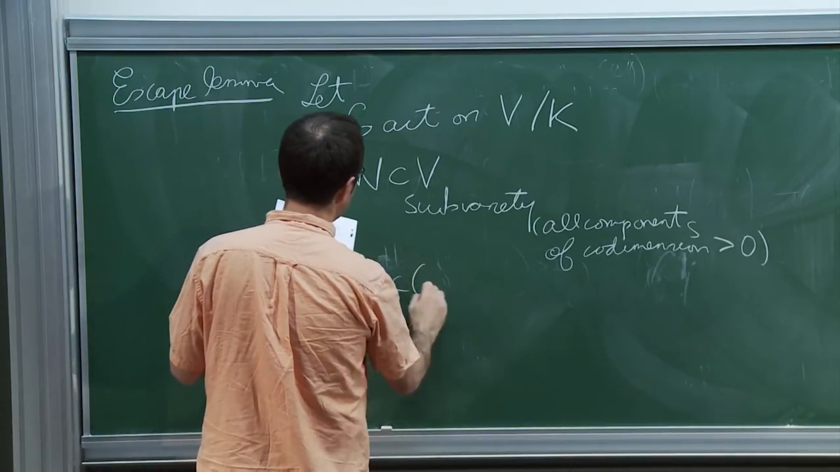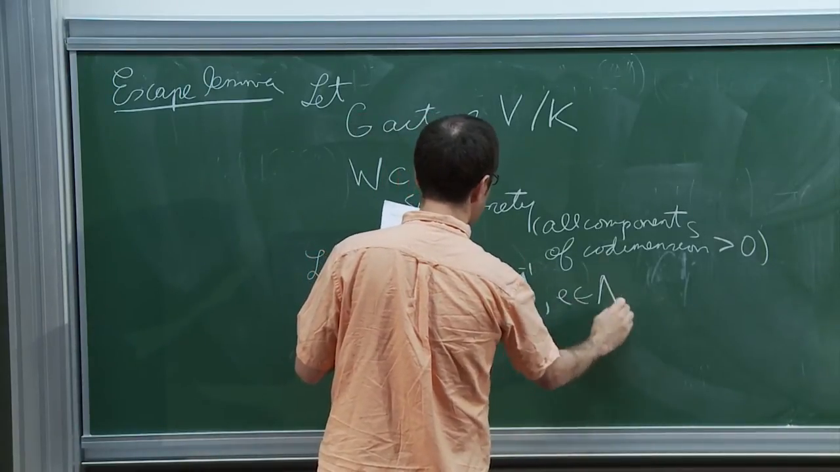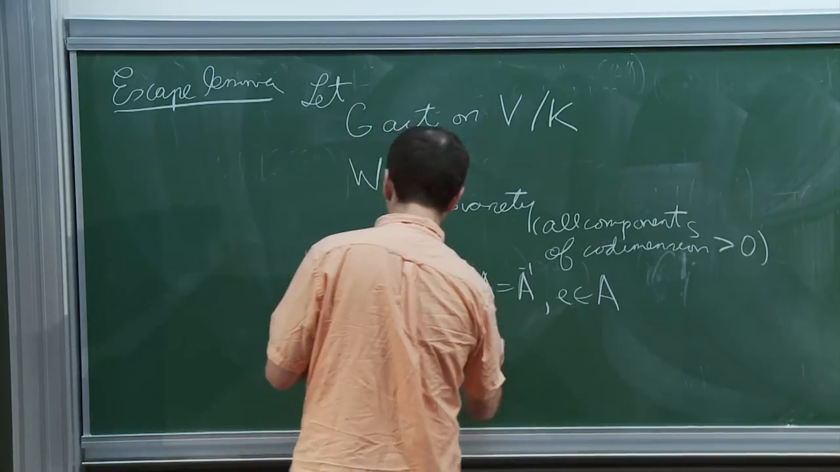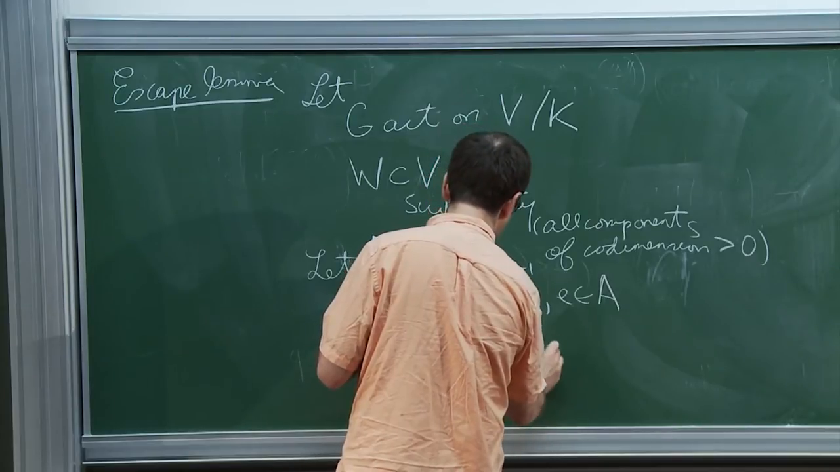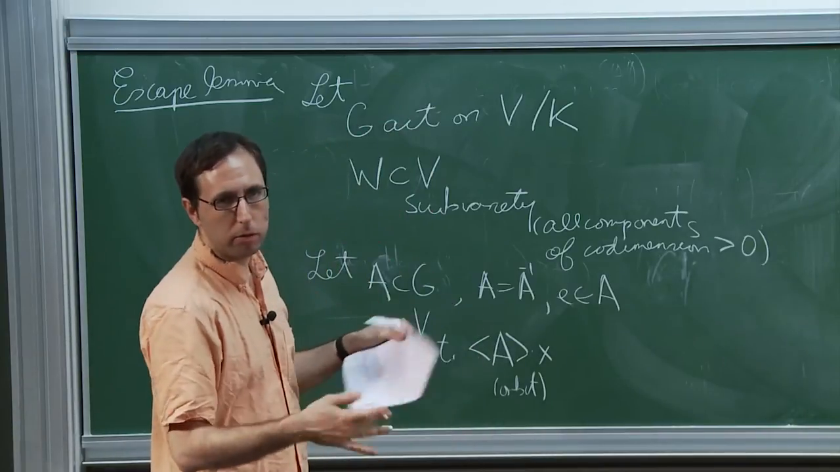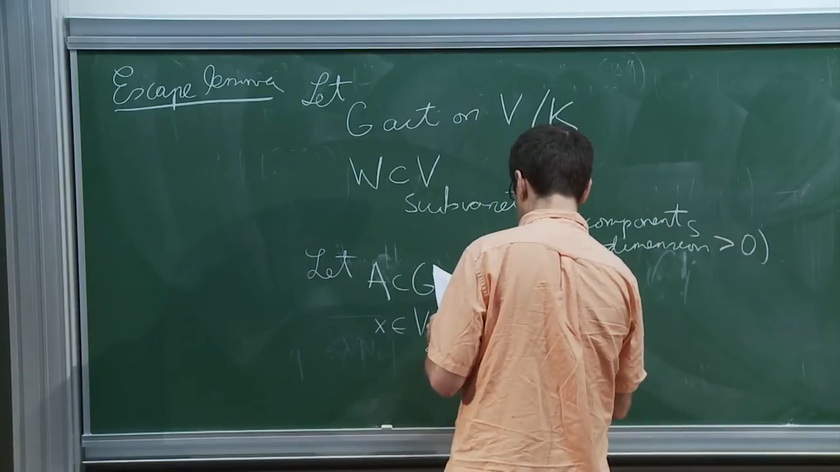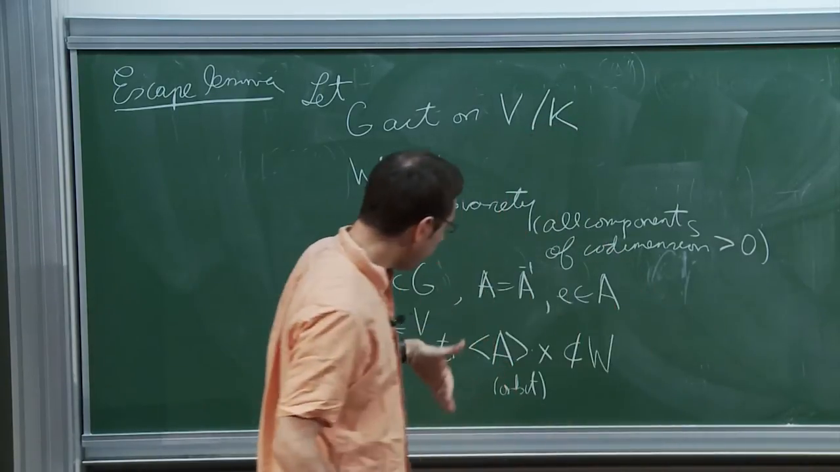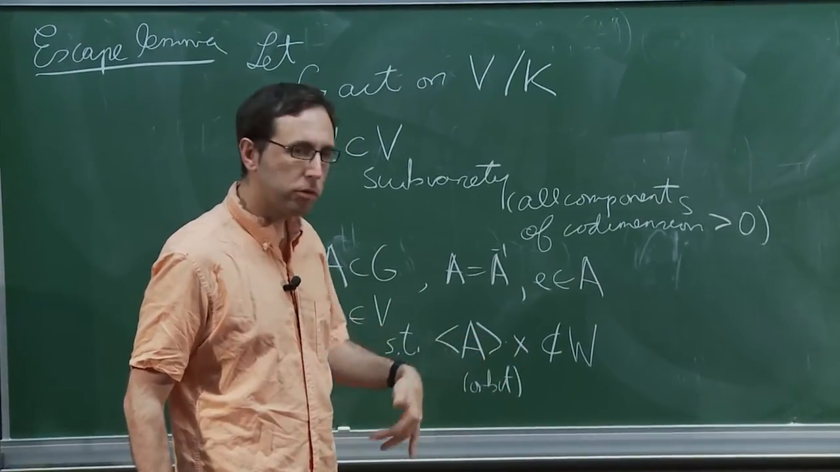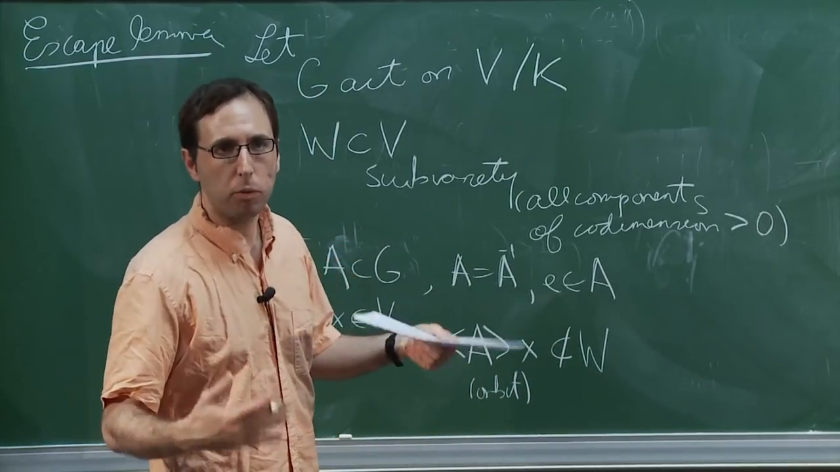Let A be a subset of G, with the usual simplifying assumptions. Let X be an element of V such that the orbit of X, that is, what happens to X when you multiply it by all elements of A that you might want to multiply it by, is not contained in W. So there is some finite sequence of A's that when multiplied by each other and then by X will give you something outside W. So there exists a way to escape from W.